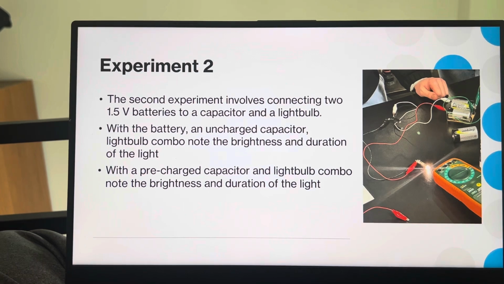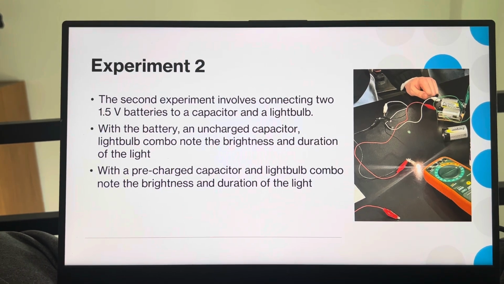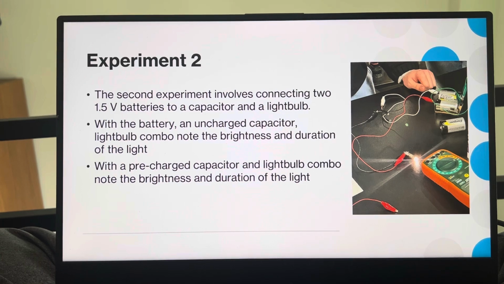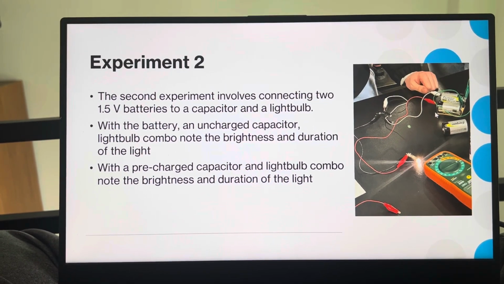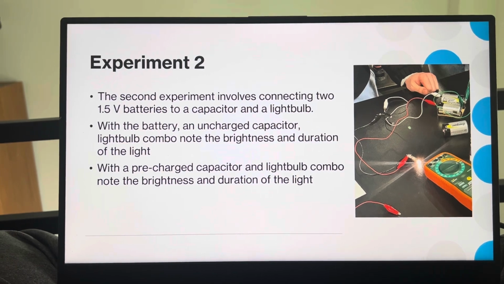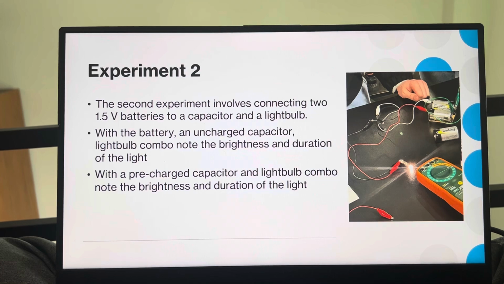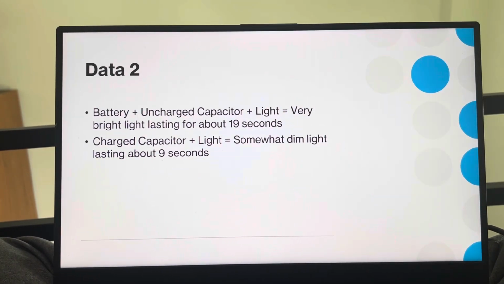In experiment 2, we utilize 2 1.5 volt batteries, a capacitor, and a light bulb. With the battery and an uncharged capacitor with the light bulb combo, we note the brightness and duration of the light. And then we run the experiment again, but with a fully charged capacitor and a light bulb with no battery. In this combination, we also note the brightness and duration of the light.